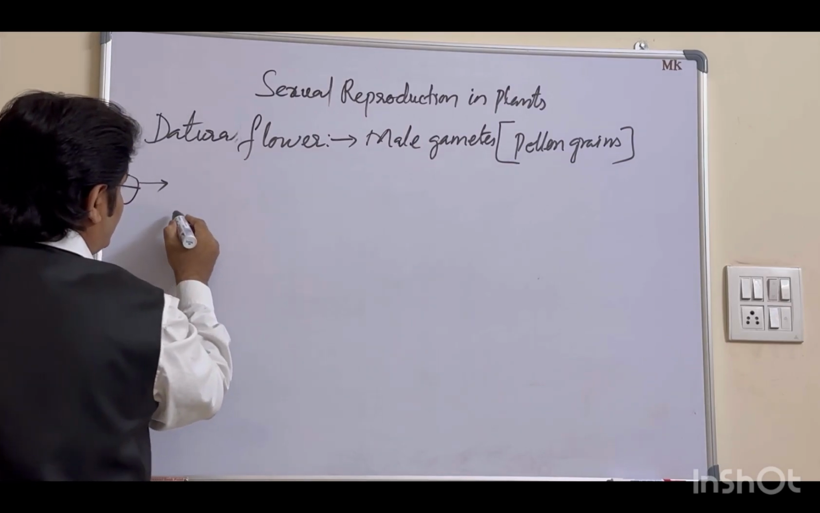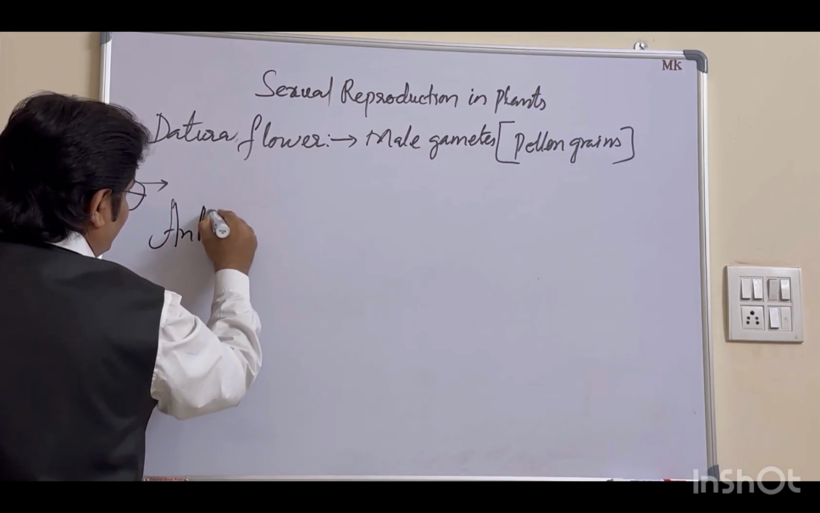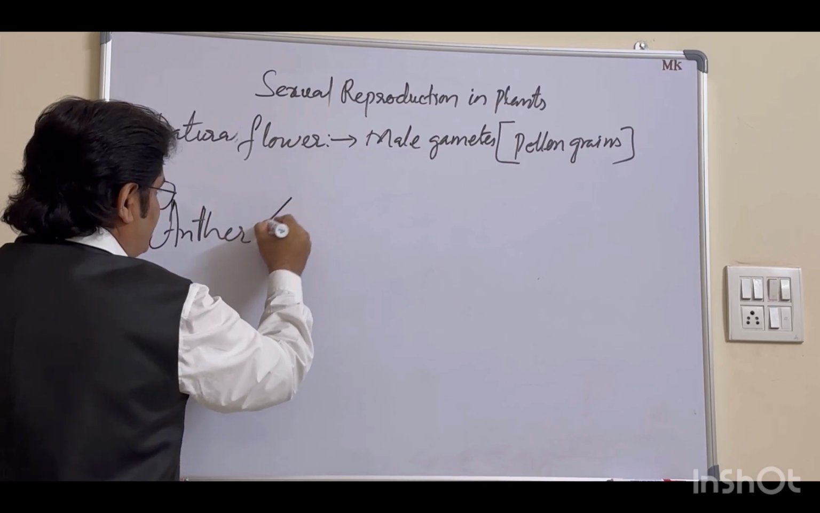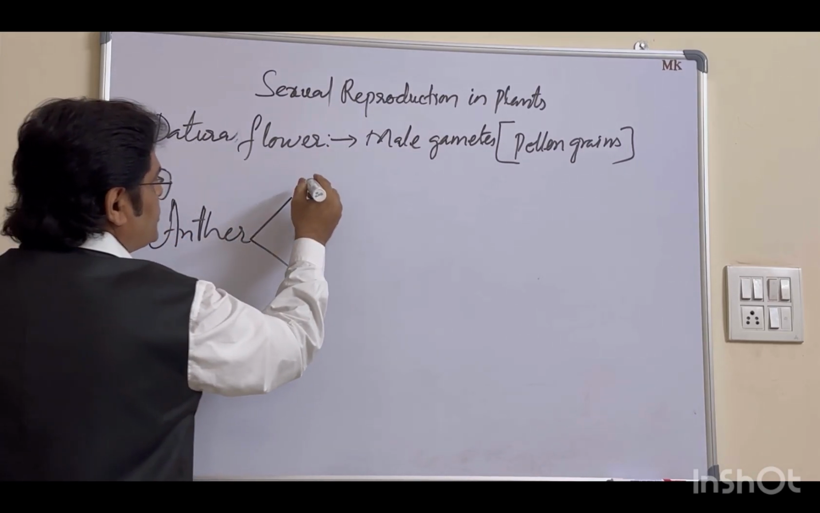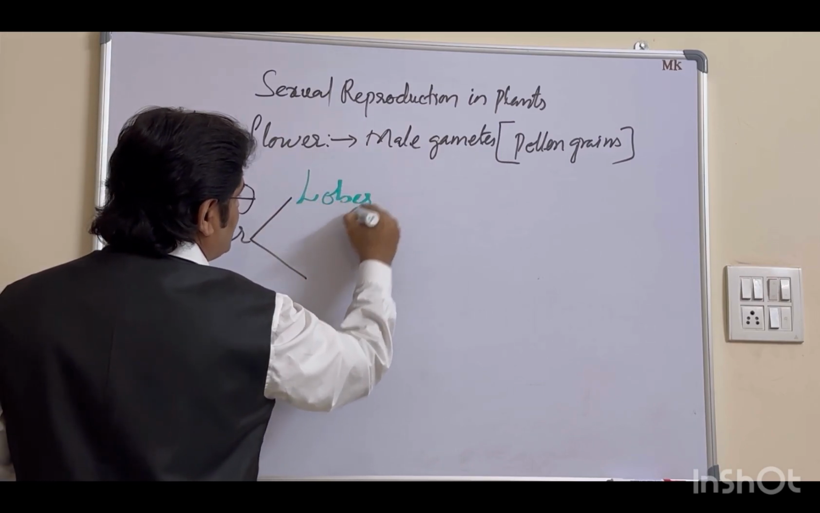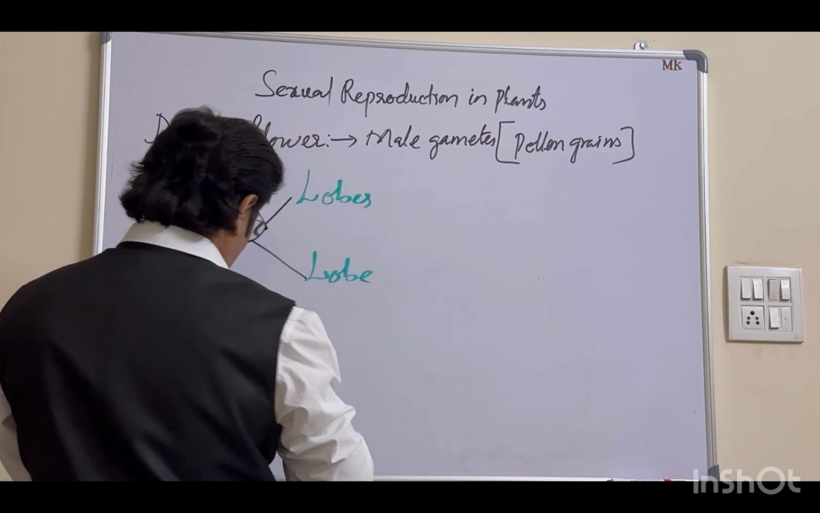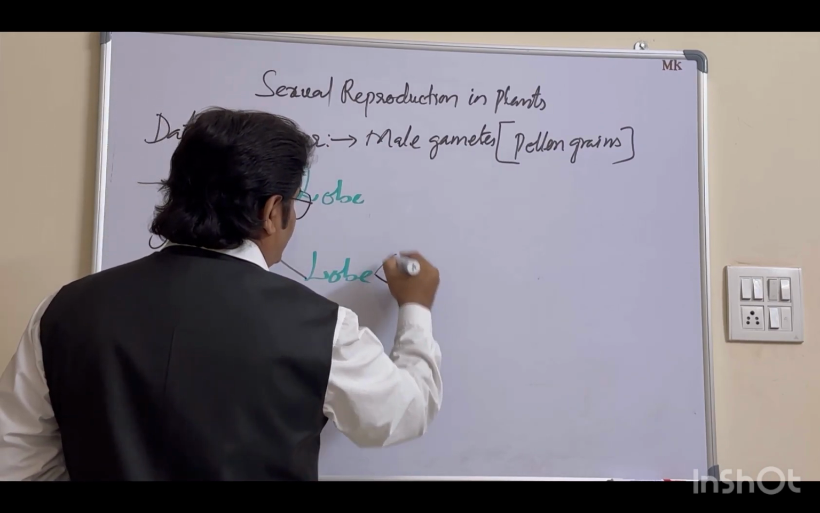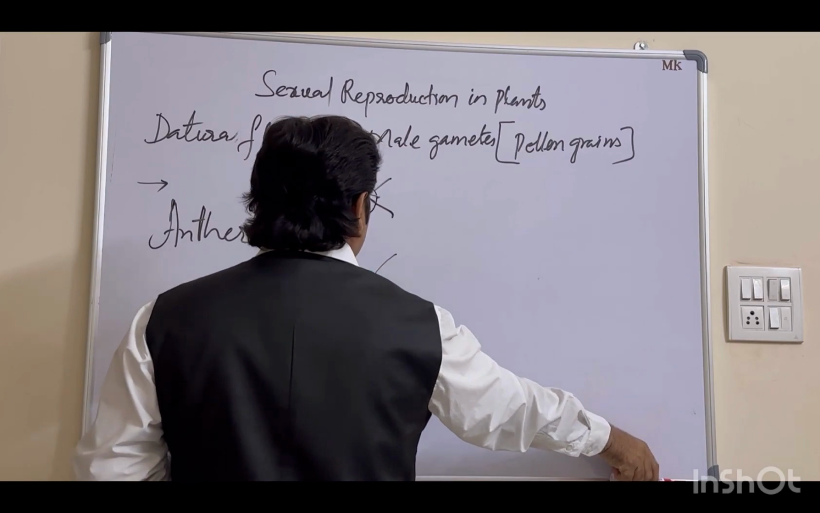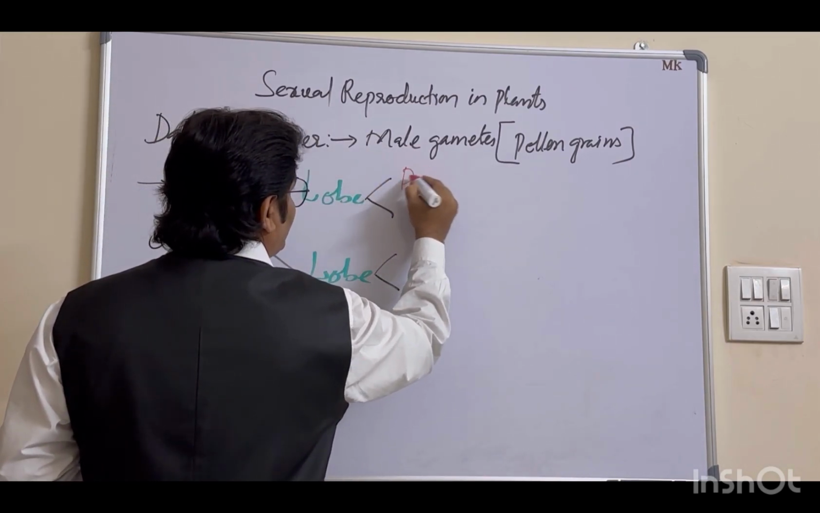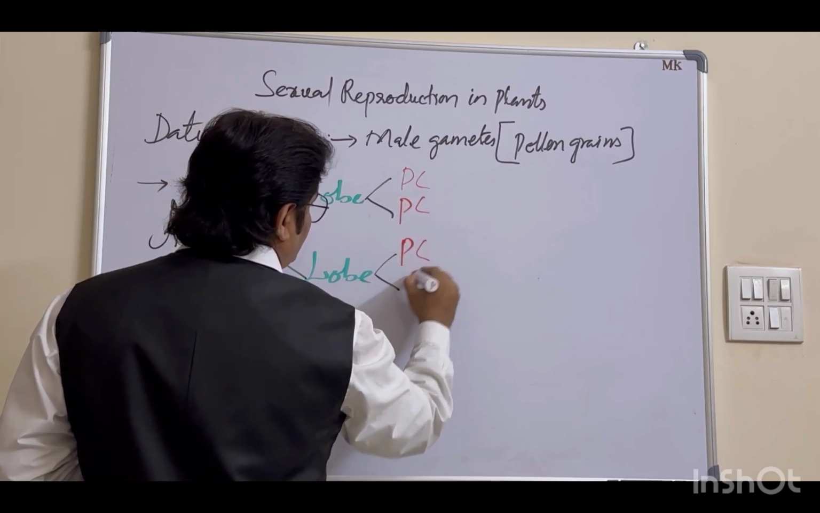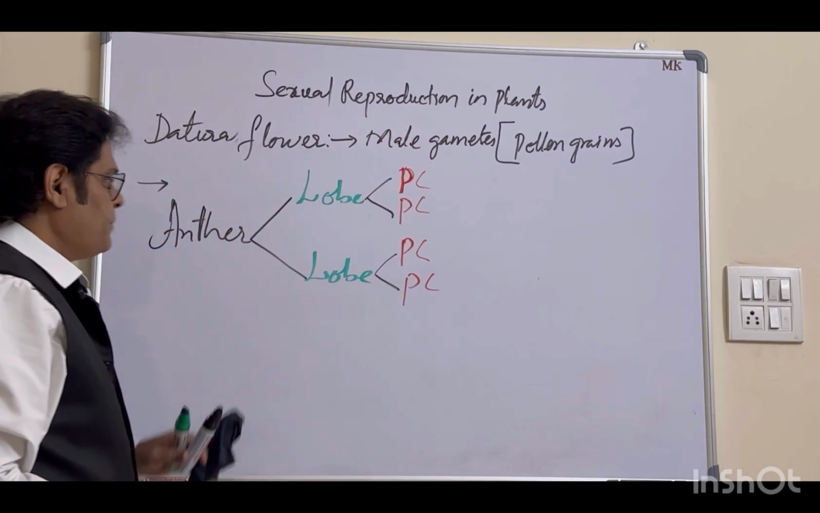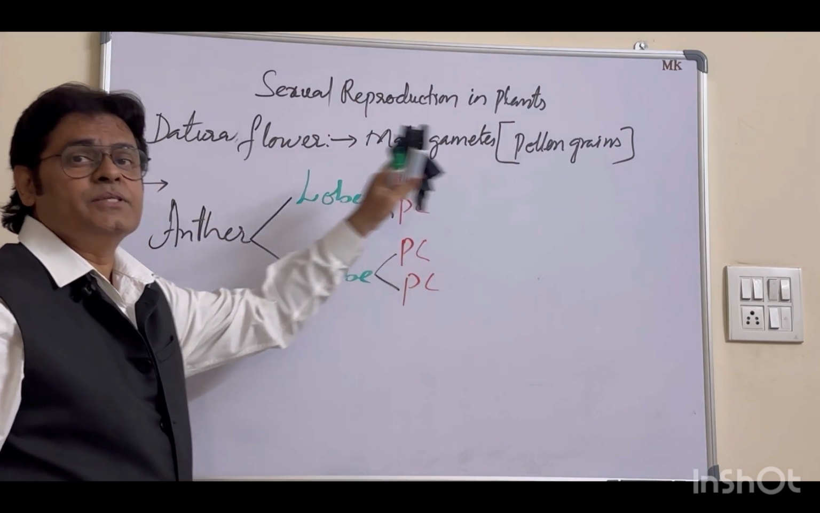Clear? So, production of pollen grains can be seen in the anther. Anther consists of two lobes. Lobes means what? Chambers. Anther consists of two lobes, and each lobe consists of pollen chambers. In total, how many? Four pollen chambers are present. PC means pollen chamber. Clear?